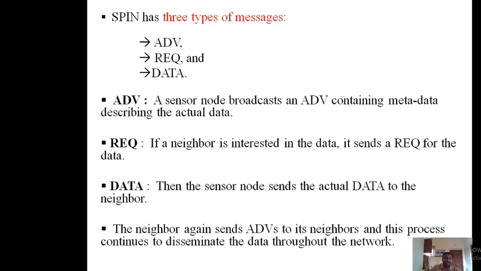So that means to transfer the data from one sensor node to another, these nodes use these three different types of messages. For the request they use ADV, for the reply they use REQ, and after receiving the request they send the data from one node to its neighbor node. Then the neighbor node again sends ADV to its neighbors. In the same manner the process continues to disseminate the data throughout the network. So these are the three different types of messages in SPIN.